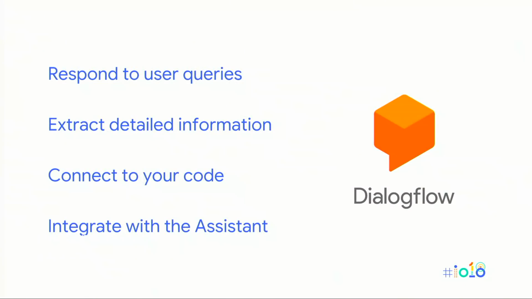So here's what's going to happen during the demo. First, we're going to walk you through how to respond to user queries with a powerful concept called the intent. We're then going to show you how to extract detailed information from users' queries, like times and dates. And we're going to demonstrate how to connect your action to business logic that will store appointments in a Google Calendar. Finally, we're going to integrate our action with the Google Assistant and test it out.